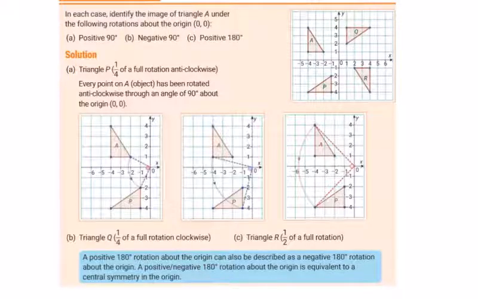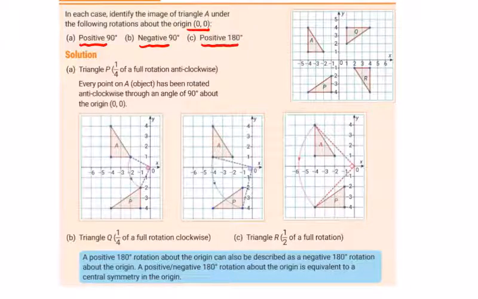Okay, let's look at these questions. In each case, identify the image of triangle A under the following rotations about the origin. So we have triangle A here, and it's moved to three different places. What's happening? We have a positive 90, a negative 90, and a positive 180.